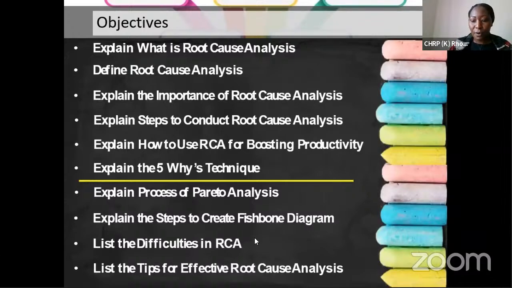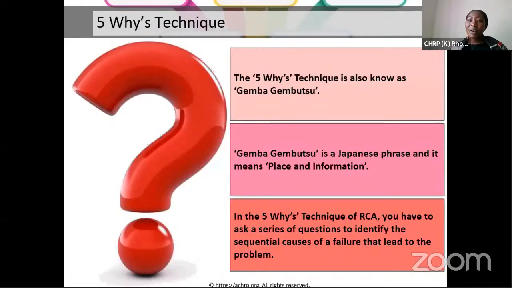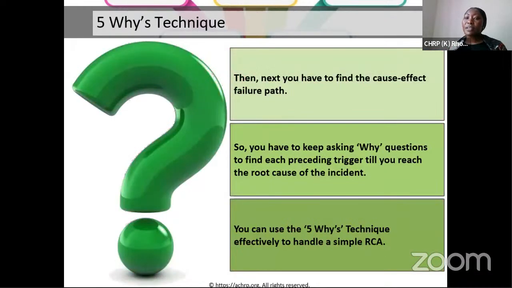Yes, I've read all the comments. So the 5 why technique is also known as the Gemba Genbutsu approach. It originates from the founder of this phrase, who is Japanese, and that is where the name came from, and it means place and information. In the 5 why technique in root cause analysis, you ask a series of questions to identify the sequential cause of the failure that leads to the problem.